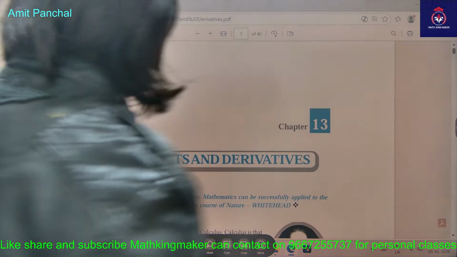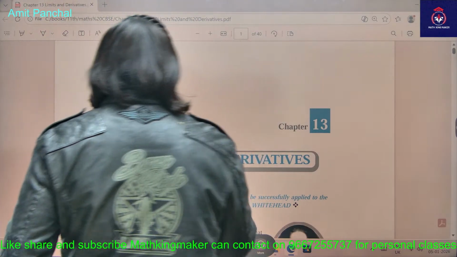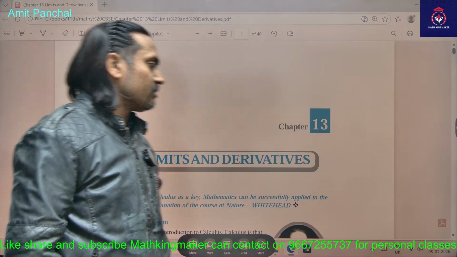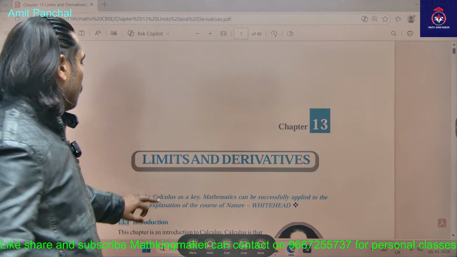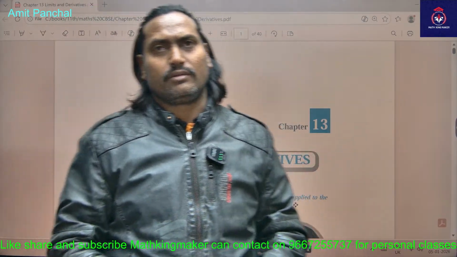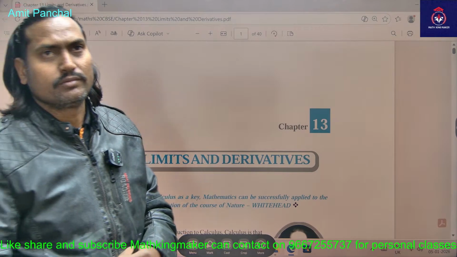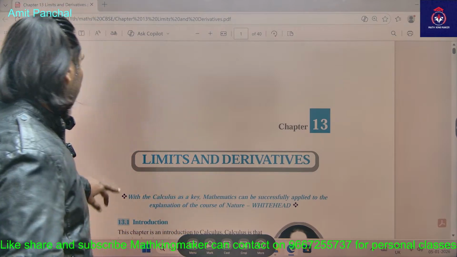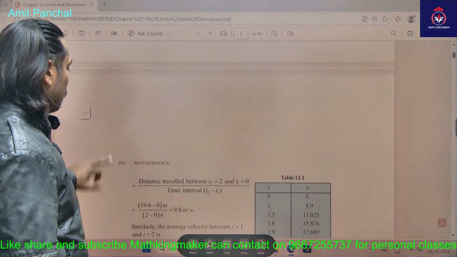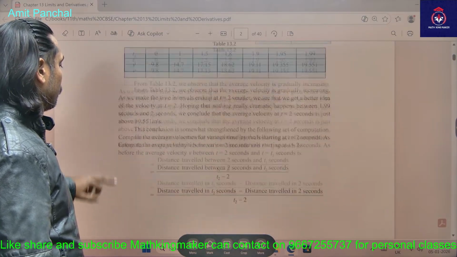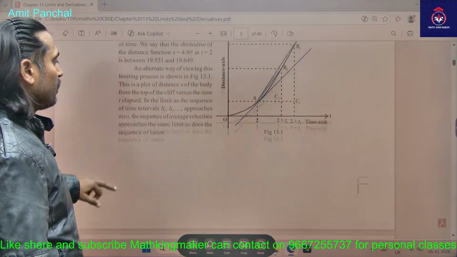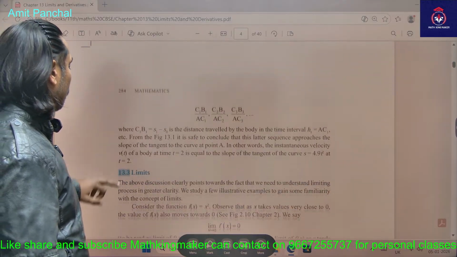So basically today we are going to discuss limits and derivatives. So limit means a value that a function is approaching towards at a particular value. It is just an approaching value. Got it? So we'll see it through practical examples, then you will understand more.